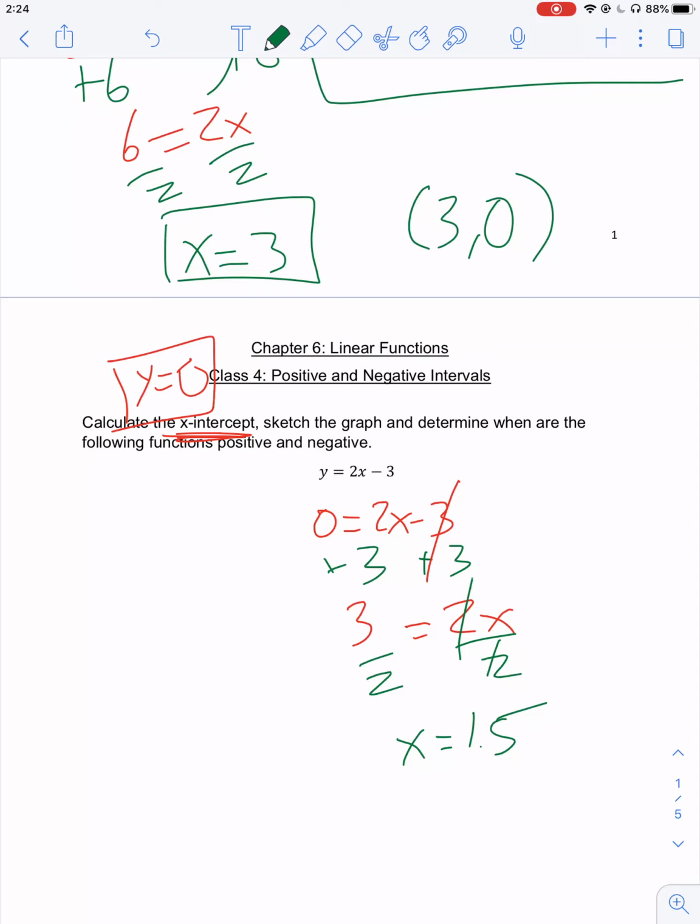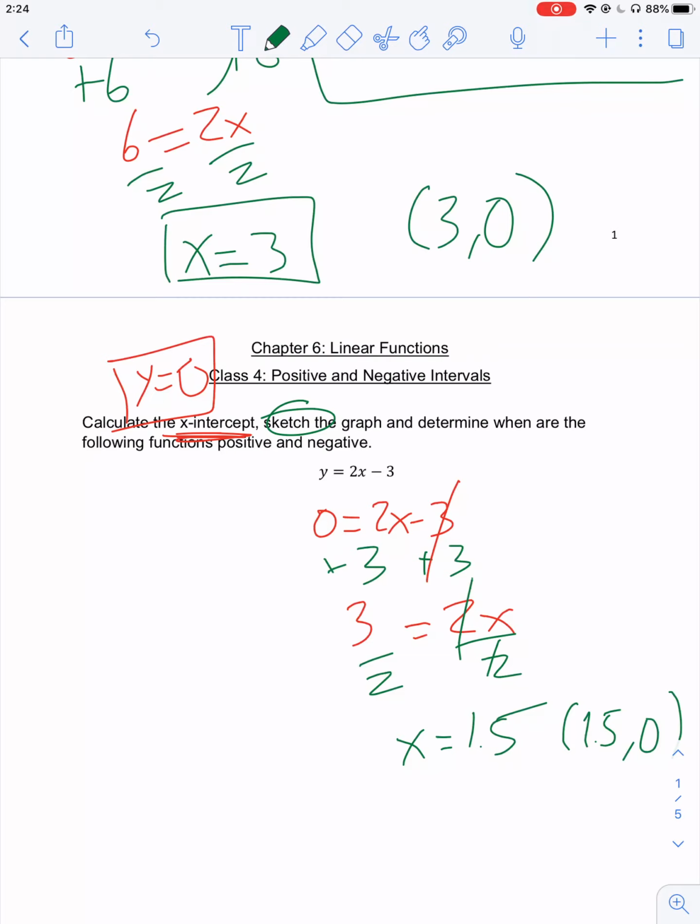And then it's asking me to sketch the graph. So that means I know my x-intercept happens at 1.5. So I have a coordinate: at 1.5, my y value is 0. I have this function over here.